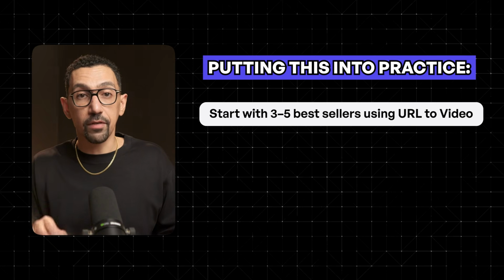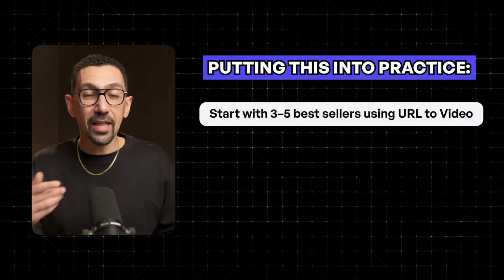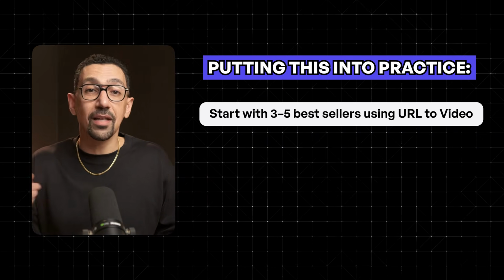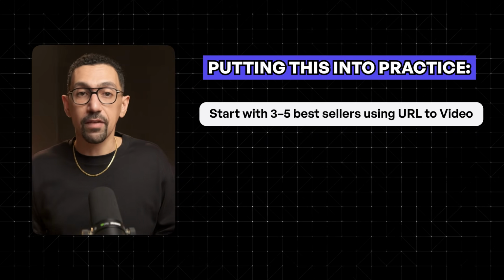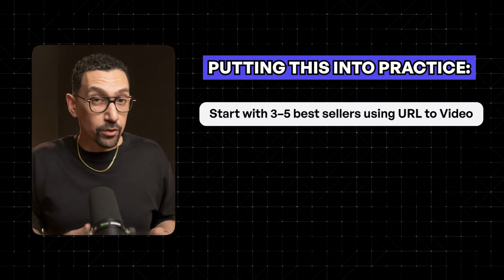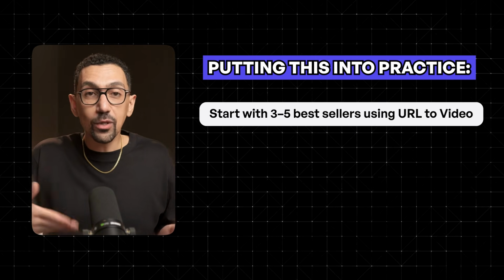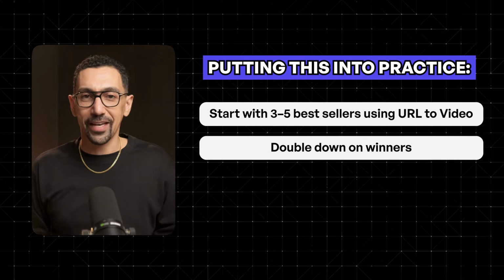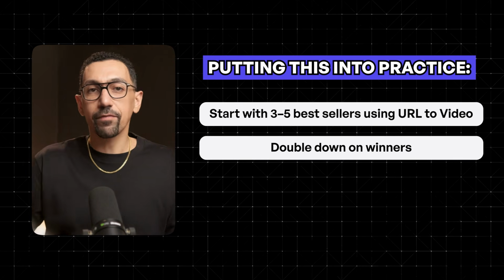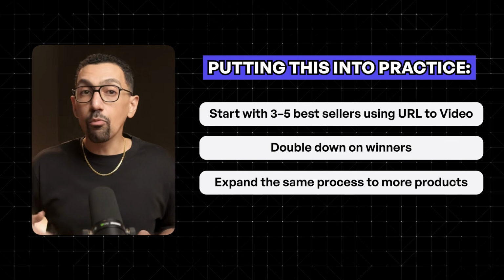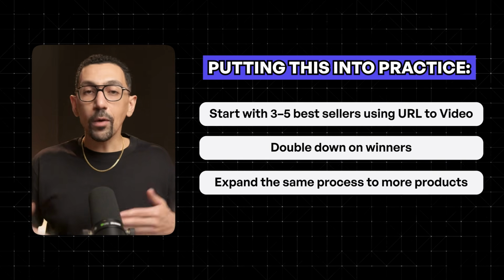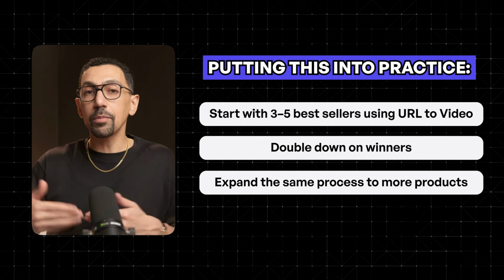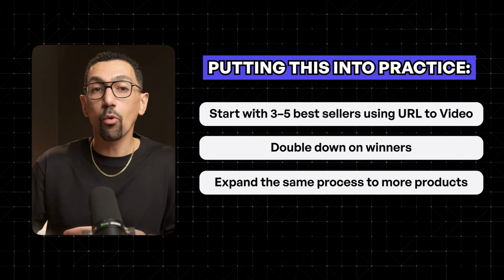Use the URL to video workflow for each product, and then you could just paste in the URL and it'll generate the script. You could select the avatar, and then you could create the videos. Now, you've generated those videos for practically nothing, and then you could test them in your advertising, find what's working, and then double down on it. Then, once you've done this and you have a flow that's working, expand to more products in your catalog. That way you could use hooks that are already working, avatars that are already working, and then be able to create videos for even more products.